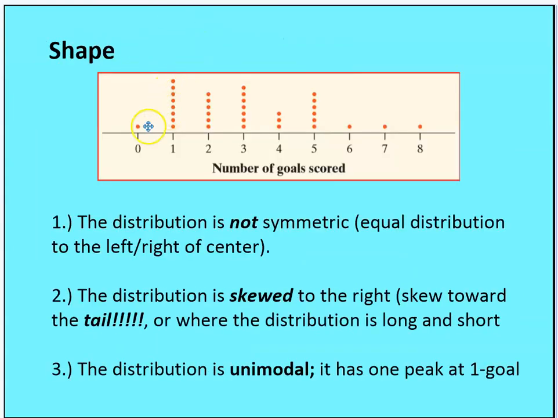All right, so if we go back to take a look at the shape, we can say that the distribution is not symmetric, meaning it's not equal to the left and right. It is unimodal here around 1, but then to the left or right it's not symmetric, and you can see it's skewed right towards the tail. All right, so that's how we would describe the shape.